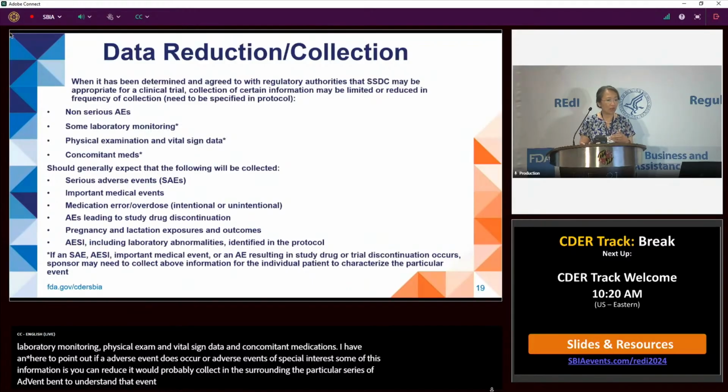The other thing to understand is that even if you're going to reduce some of those events in collection during the trial, they really need to be collected at baseline. So at baseline, comprehensive safety data collection is important because you need to understand the patient's profile. Should something happen, there can be a better understanding in terms of change from baseline.